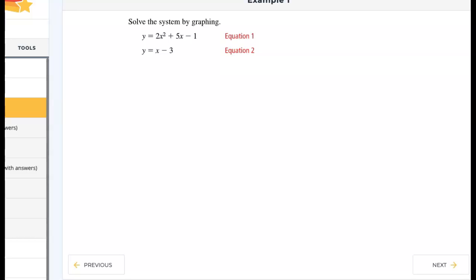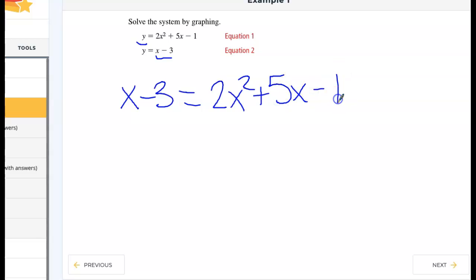We're going to do it by graphing, by substitution, and by elimination. Let's see, so you're going to do exactly what you did by substitution. In place of this y, I'm going to write this value. So I would have x minus 3 equals, everything on the other side stays the same, since I just substituted the value of y.